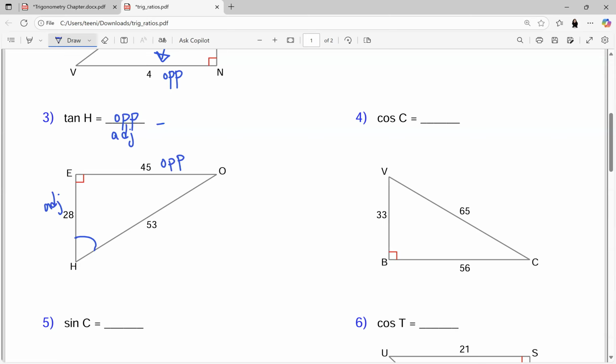Perfect. So then I would write opposite is 45 and adjacent is 28. So therefore, the angle H is equal to tan inverse of 45 divided by 28. Work it out for me now. 58.1. That's correct. Matthias, can you round it out to two decimal places instead? So 58 point what?